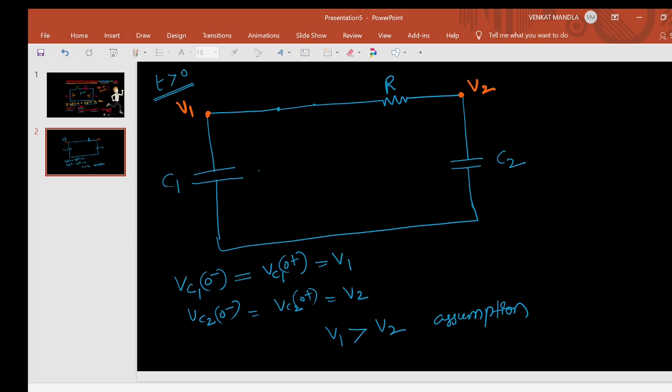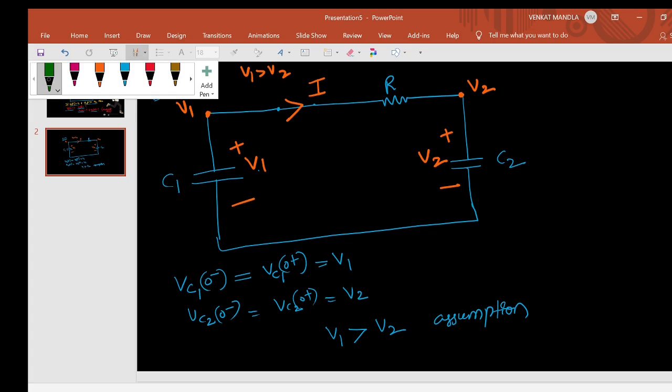So what happens if this kind of situation is there? And I am assuming V1 is greater than V2, right? If this is the condition, then what happens? The current flows in this direction. The current flows from higher potential to lower potential. This is V1. This is V2. At t equal to 0 plus, I'm talking about all these things.